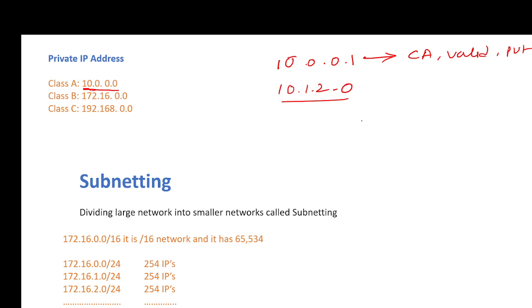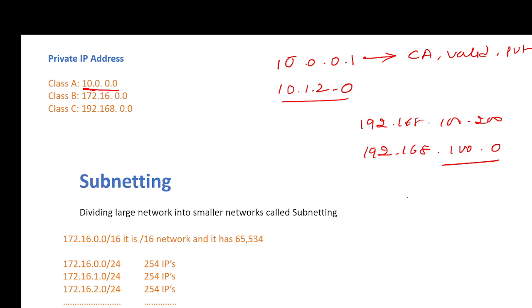Say for example, you have an IP address 192.168.100.200, and some people will ask you in the interview, can you please tell me what is the network ID? What class does this belong to? 192.168, so this belongs to class C. So for class C, the first three are network bits and the last is the host bit, correct? Then you have to write 192.168.100.0. This is your network ID because this is a class C.